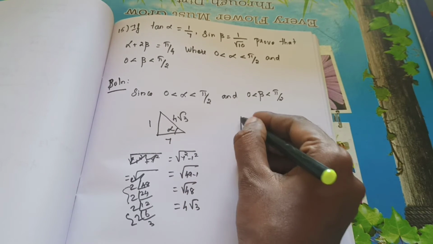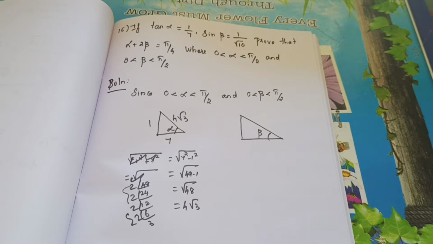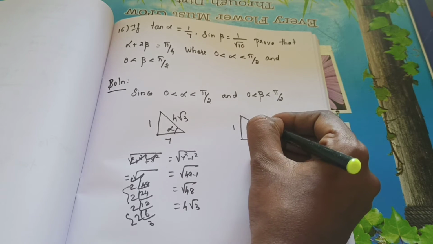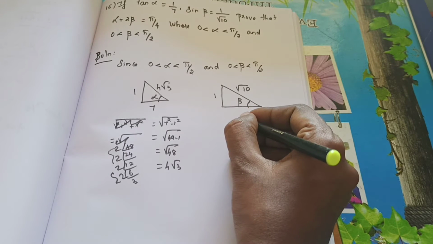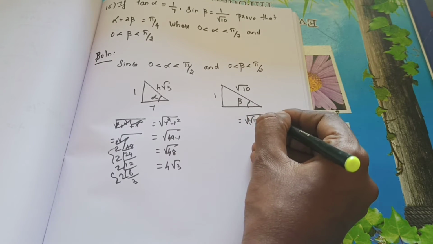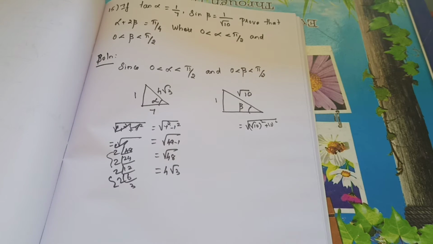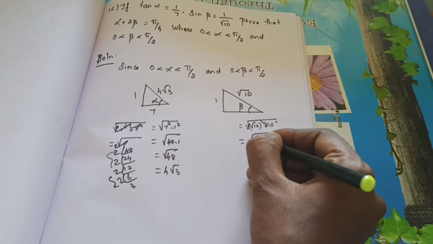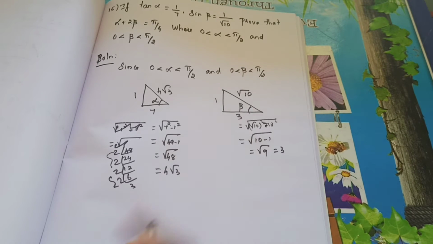Same as that, find out the next also for beta. Take here as beta. So sin beta, the value is given. That means opposite side by hypotenuse. So 1 by root 10, this value is given. So this one you need to find, correct? That is equal to square root of 10 the whole square minus 1, correct? That's equal to square root of 10 minus 1, that's equal to root of 9 equal to 3. So this side is 3.